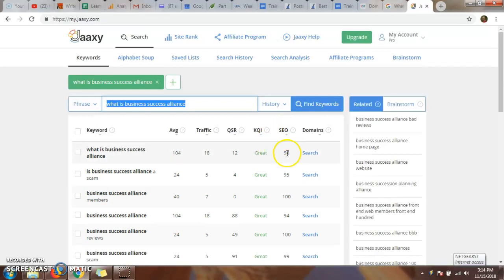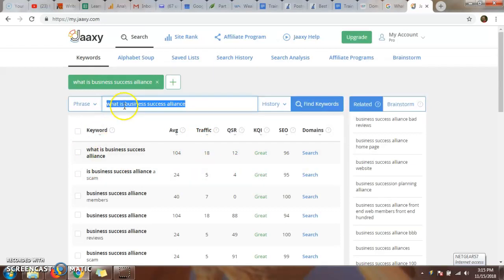The SEO score has to be above 90. So the most important things are a high SEO score above 90, and a QSR score that's typically below 100, never more than 200, but we try to keep it lower than 100. I don't really worry so much about the average monthly traffic. I want it to be at least over 100, the more the better. And don't even worry about the traffic metric here.